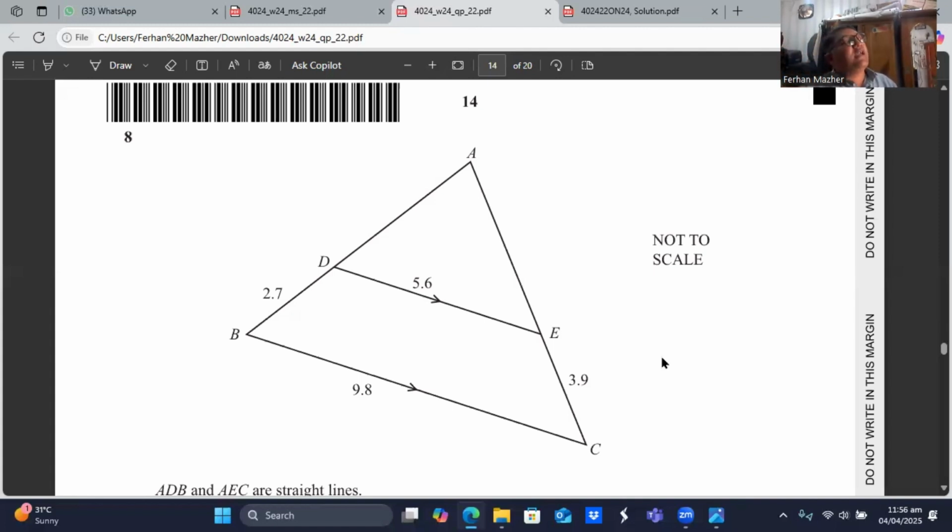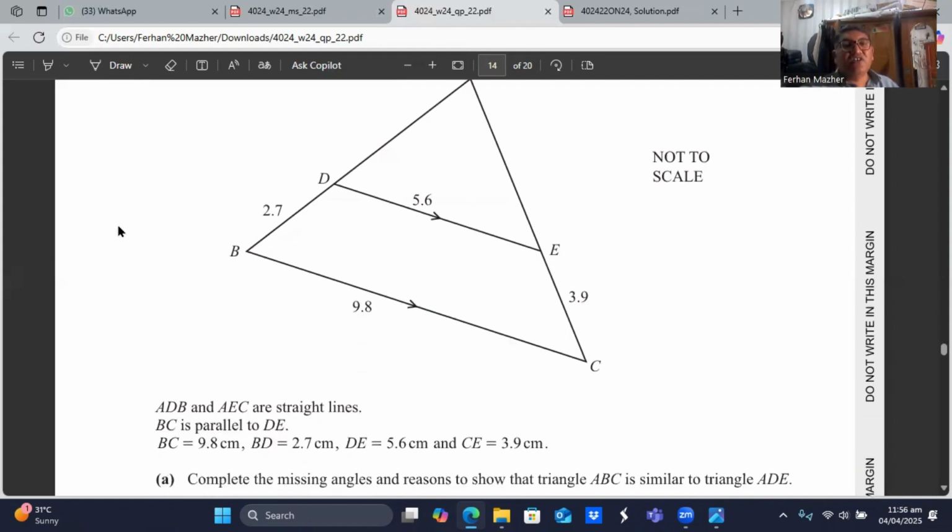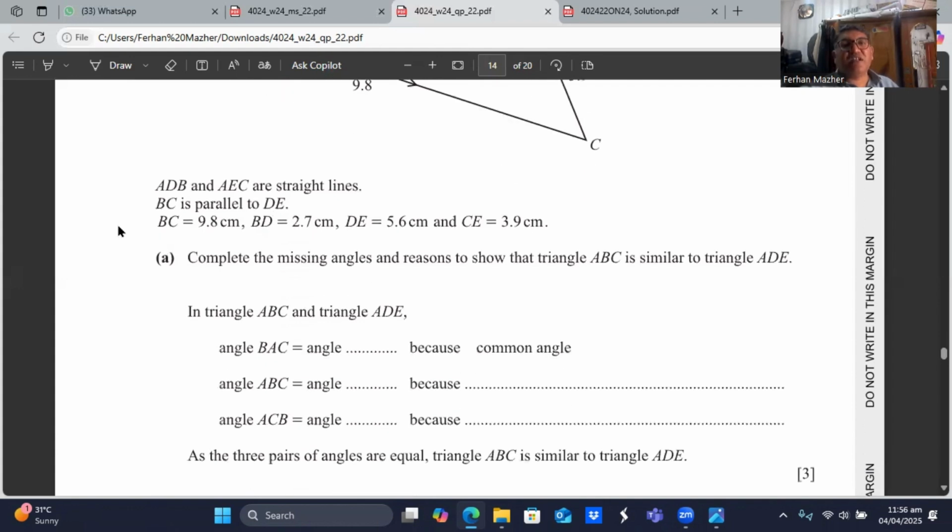This is the basic concept of this. And you know why this angle and this angle are the same to each other, because they are corresponding angles of the parallel lines. This angle and this angle are the same because they are the corresponding angles of the parallel line, and this angle A is common between this ADE and ABC triangle. So that's why they are similar to each other.